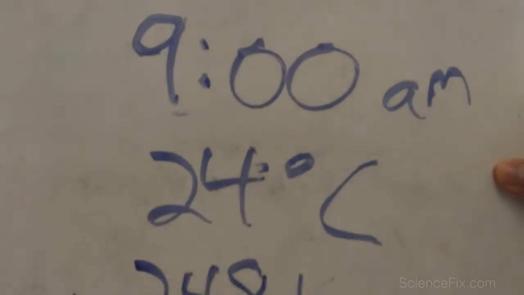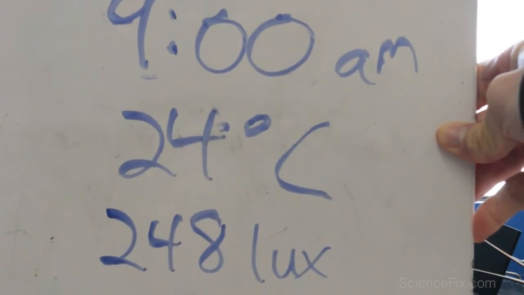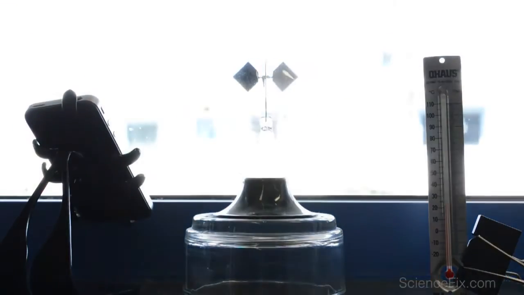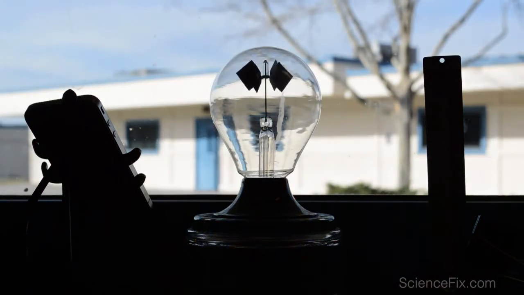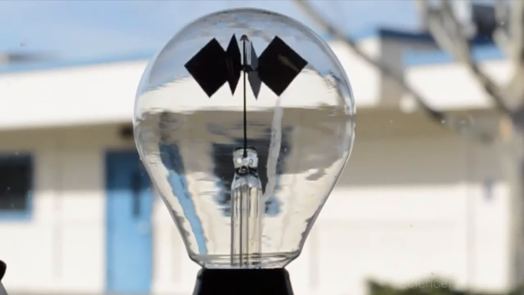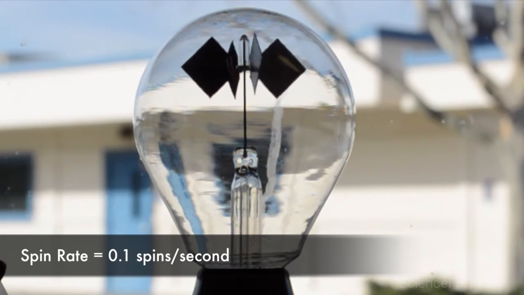Now we're about an hour later at 9 a.m. The temperature is 24 degrees Celsius, and the amount of light is at 248 lux. Now you can see the radiometer has started to spin, and we can measure the spinning rate. We can see how many times it goes around for every second. And so the spinning rate at this point in time is 0.1 spins per second.